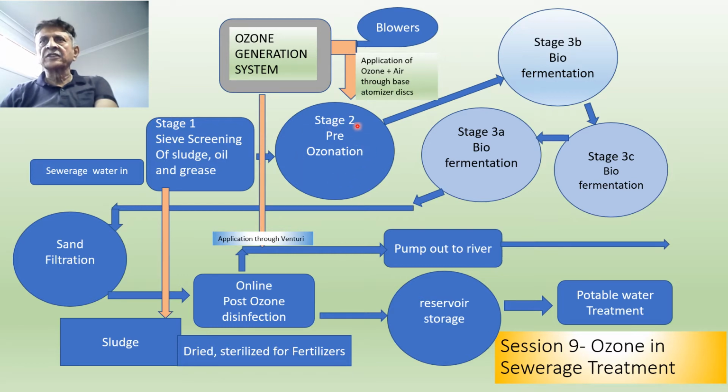Note that the pre-ozonation will not have a very high concentration of ozone, but it may also flocculate some small particles, and that might come out into the sludge. Also, what is left over and settled will be taken to the sludge so that it can be either recirculated for treatment or taken out as dry, sterilized material for fertilizers.